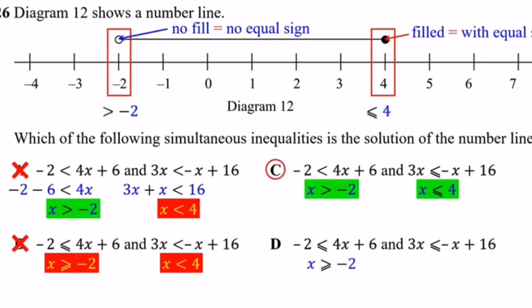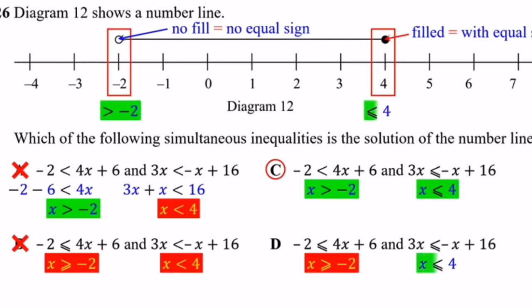So let's work out D. We want to find out why it is wrong. If you check, the inequality sign was wrong. It shouldn't include -2 because there is no fill, no equal sign. The circle is empty, not darkened, so there is no equal sign.